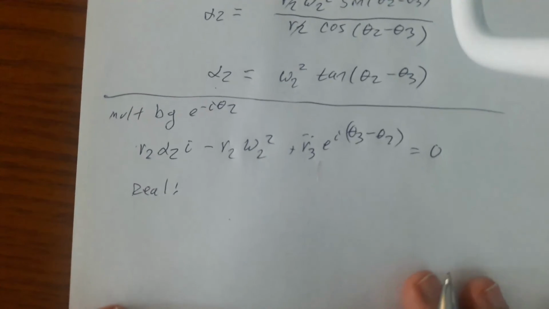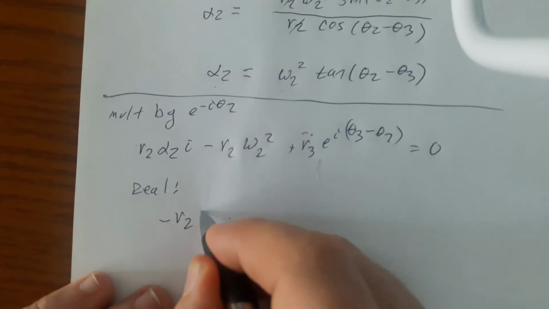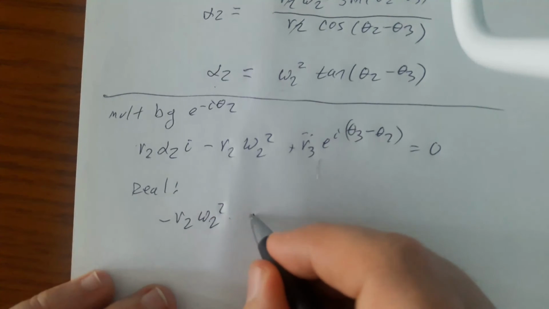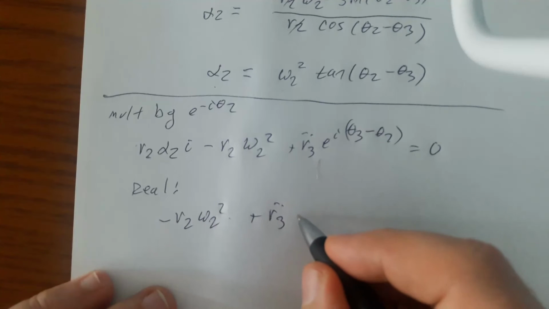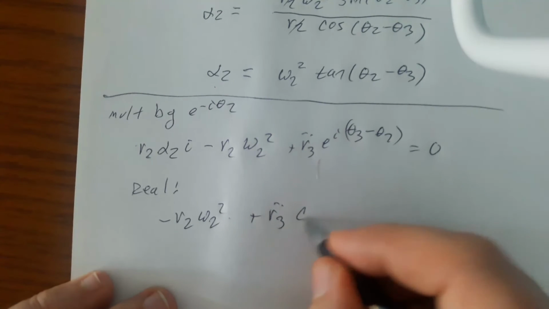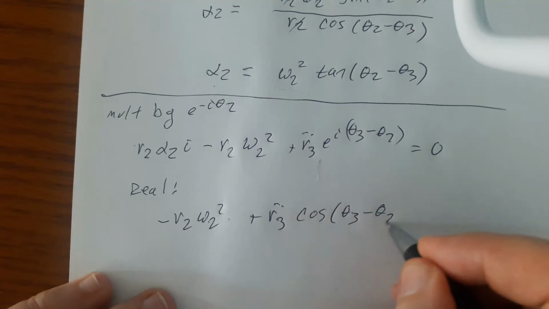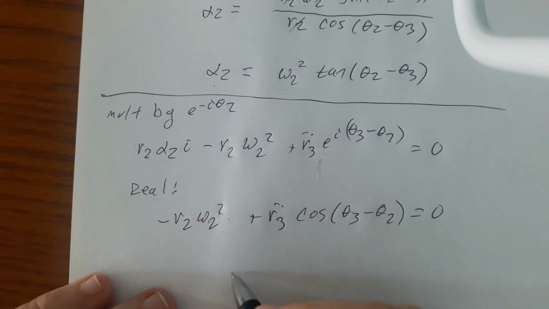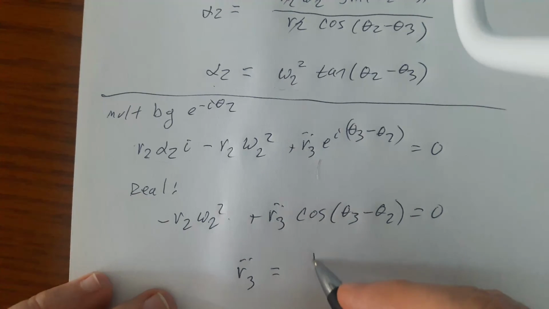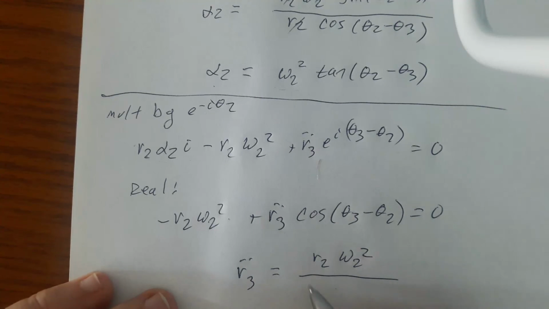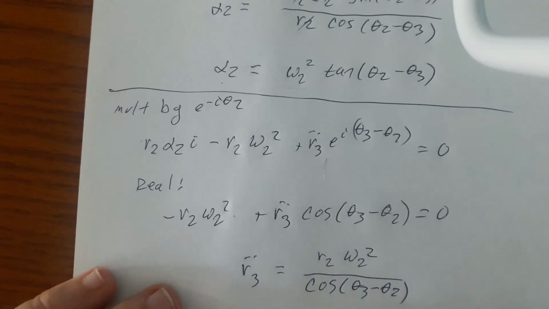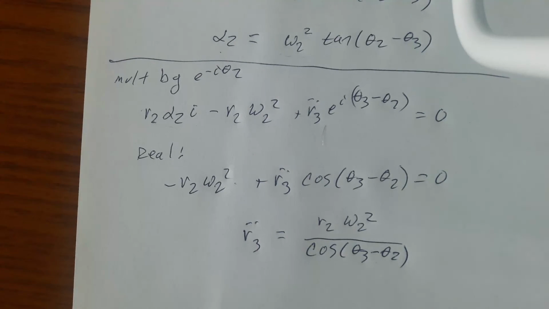and that will give us minus R2 omega 2 squared plus R3 double dot cosine theta 3 minus theta 2 equals 0, and so we'll have R3 double dot is equal to R2 omega 2 squared divided by cosine theta 3 minus theta 2. And that will be our equation for R3 double dot.